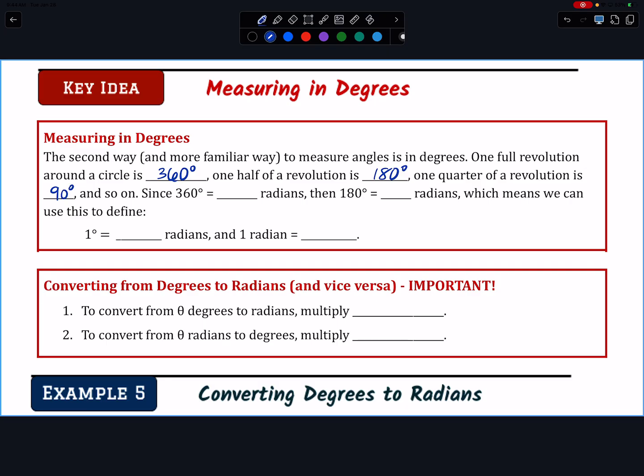Since 360 degrees is equal to how many radians was a full circle? 2 pi. Then 180 degrees, half of that, is just pi. Okay? So knowing that helps us convert back and forth between radians and degrees. So 1 degree is the same thing as pi divided by 180 degrees, and 1 radian is the same thing as 180 degrees divided by pi.